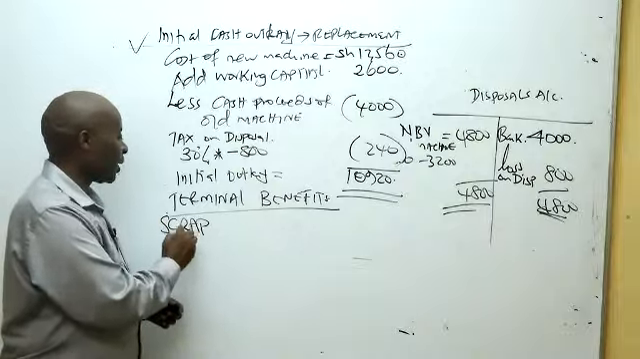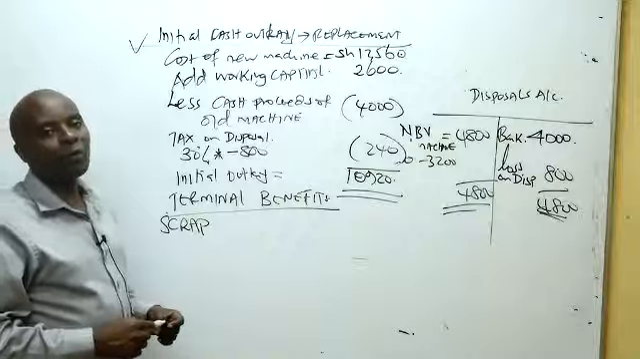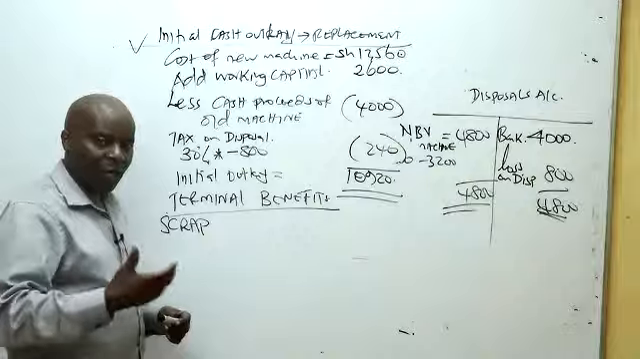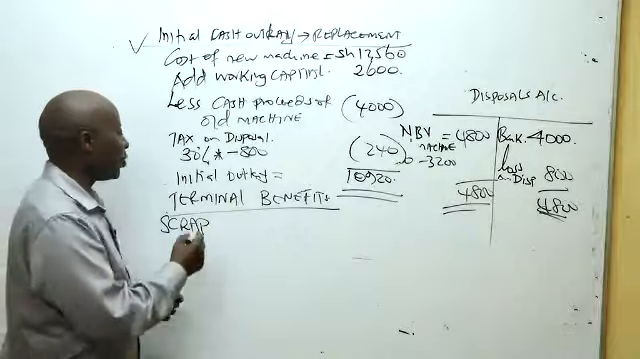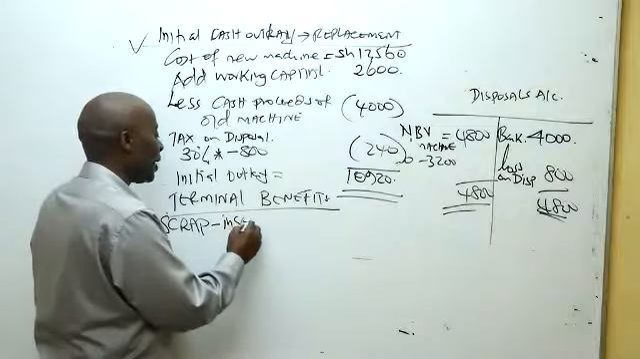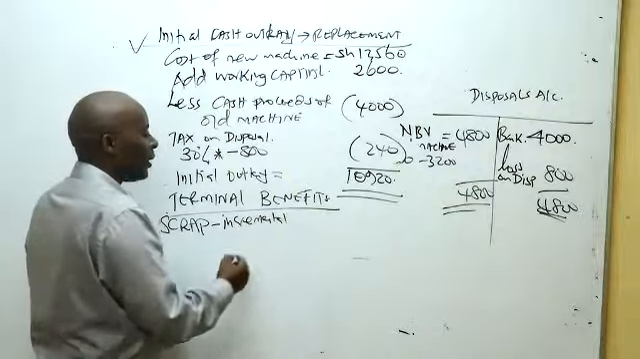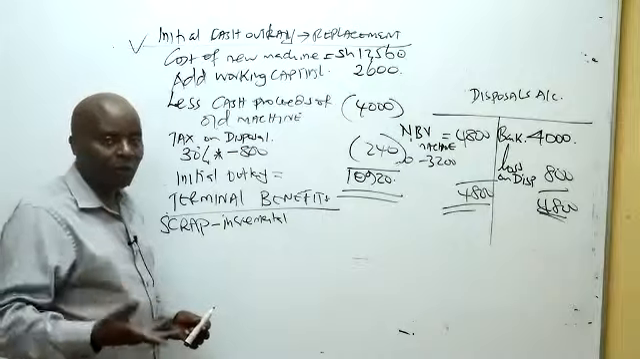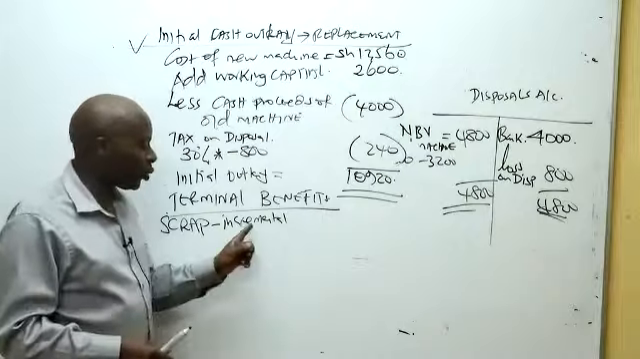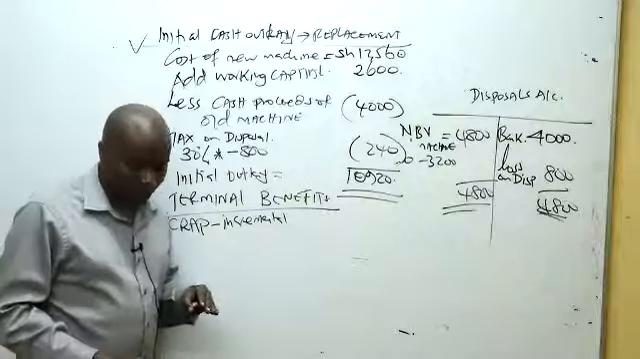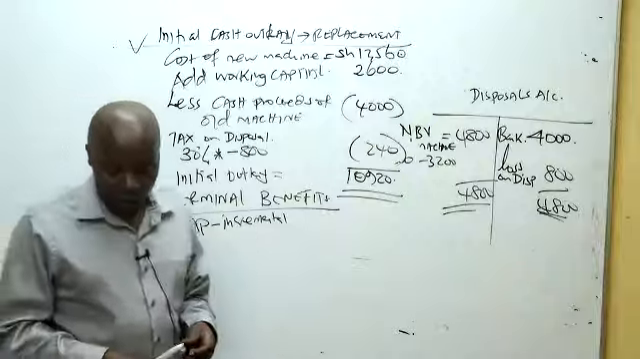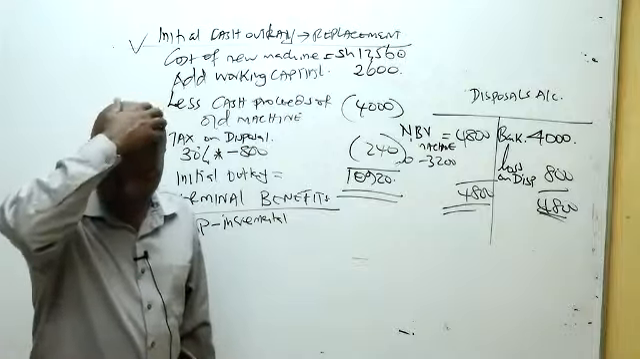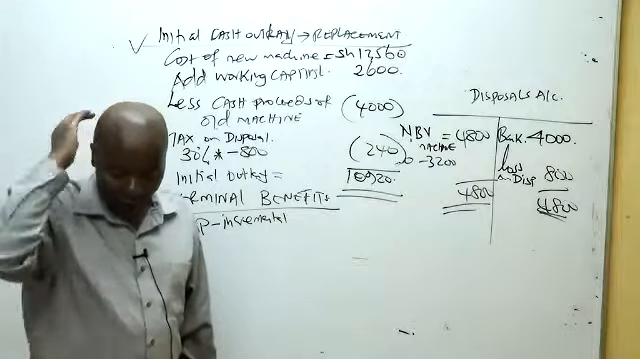When these projects expire, we will have to get something. We'll be selling this as scrap. So this scrap value, always remember, it's supposed to be incremental. You take the scrap of the new machine minus scrap of the old machine. You can either decide to subtract or you handle them separately. So for scrap, can somebody give me the scrap value of the new machine?